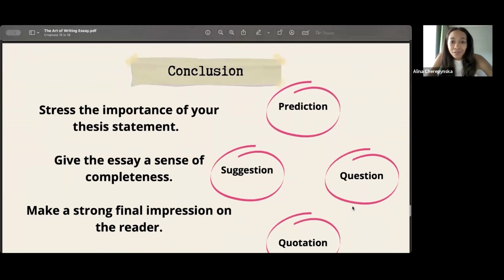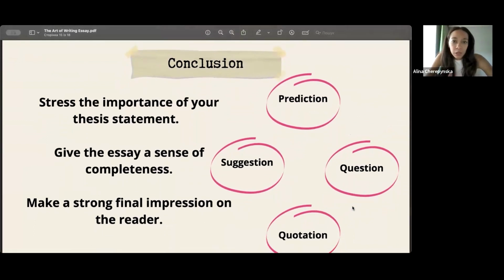And then we have the conclusion. So what is so special in a conclusion? Actually, it's pretty easy. You still remember that it's approximately 5 or 10% of our work. In your conclusion, you need to stress the importance of your thesis statement. So hello again, we're speaking about the thesis statement. And as you can see, why it's necessary and why it's important. You need to give the essay a sense of completeness. So it should be obvious that you finish your idea. That is why please do not include new information in your conclusion. And of course, it's better to make a strong final impression on the reader. So you need to work with the final word in your conclusion.